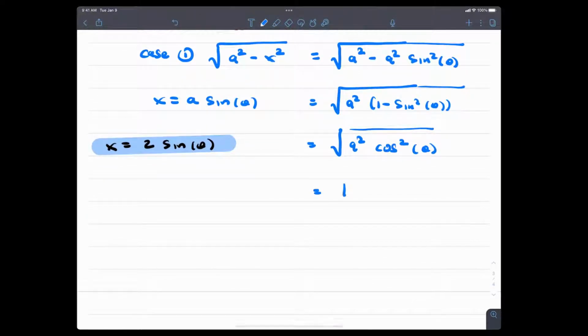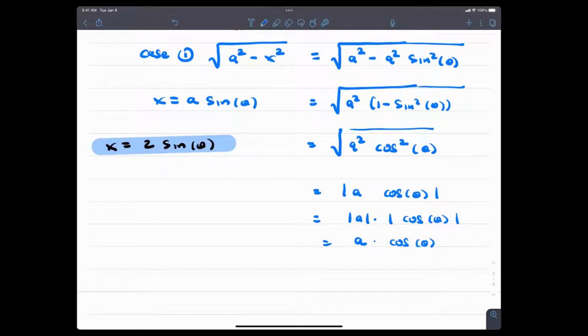And then you say, is that going to be the absolute value of cosine? It will be. And then product rule for absolute values: absolute value of a times the absolute value of what? Cosine theta. That'll be a cosine theta, because again, the angles that you're going to use are going to give you a positive cosine.